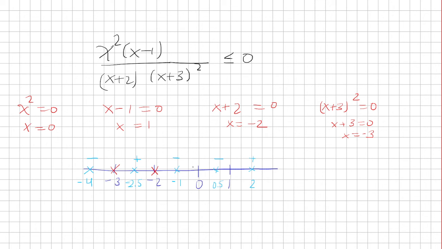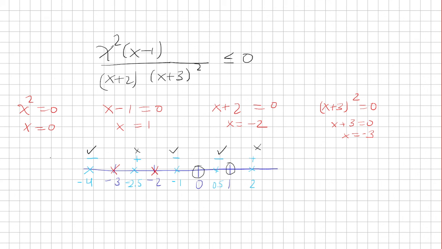Okay, so clearly when it's negative, that's good. And when it's 0, so 0 going to be at 0 and 1. And obviously negative 2 doesn't work. And negative 3 doesn't work because those are not defined there.